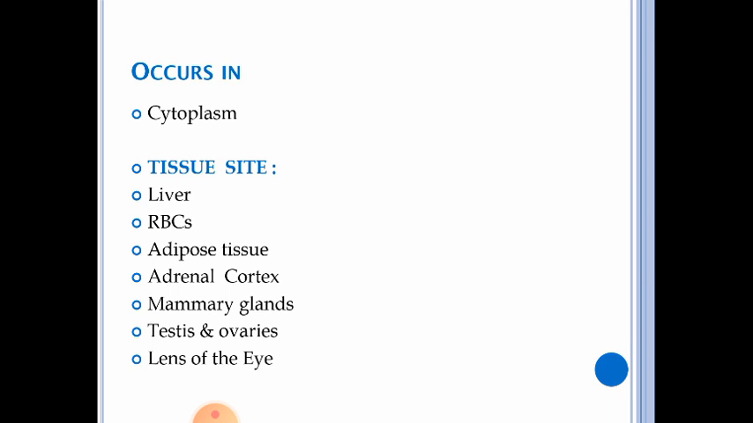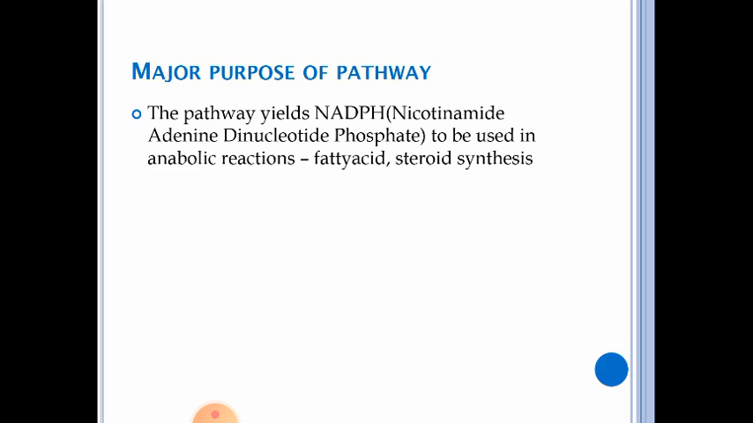So the main objective of the HMP shunt pathway is to give NADPH. The major purpose of the pathway is to yield NADPH, that is nicotinamide adenine dinucleotide phosphate, to be used in anabolic reactions like fatty acid and steroid synthesis. It is also helping in the synthesis of fatty acids and steroids and also in free radical scavenging. Okay.